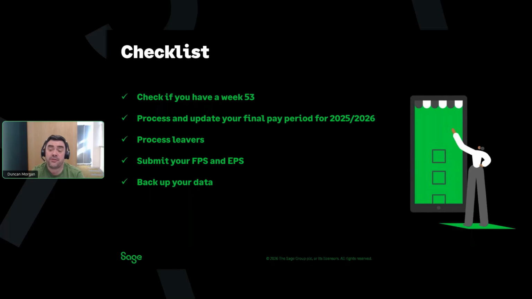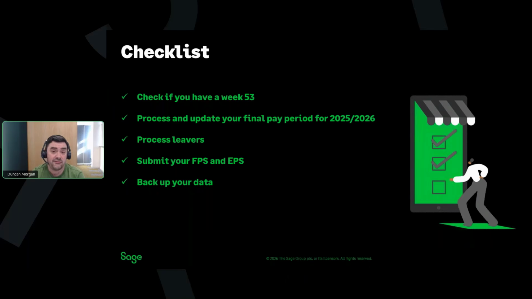So just a quick recap through that checklist. Step 1 was checking if you have a week 53. So only if you pay weekly, fortnightly, or 4-weekly, and your usual pay date will land on Sunday, the 5th of April this year. Second step was processing and updating records for the final pay date of 2025 to 26. We then checked whether we need to process any leavers that have left before the 5th of April and had received their final pay. Step 4 was processing the FPS and EPS for that last period. And the final step you saw there was backing up your data.